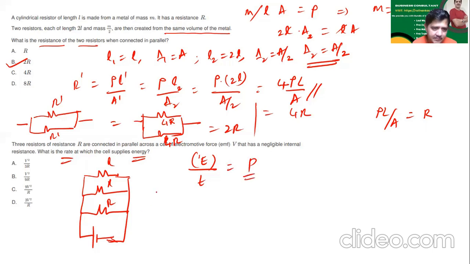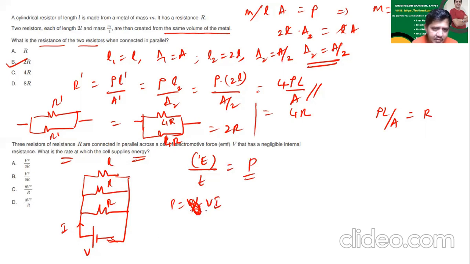Now what should we do here? We need to find out the total current drawn by the battery. And if V is the potential difference, we just substitute V into I. Power is equal to V into I. You can do it like this.